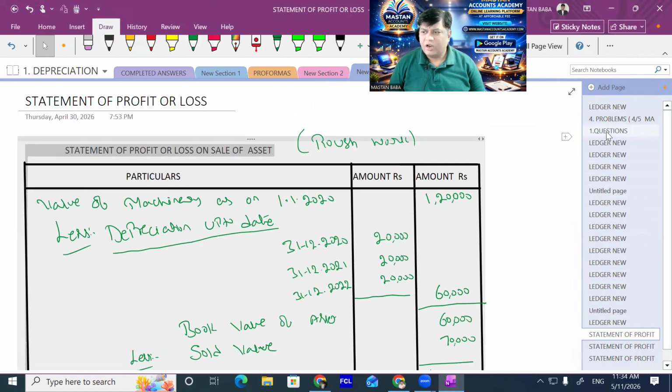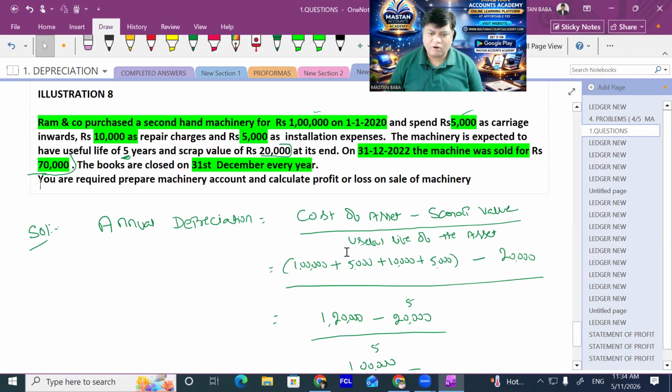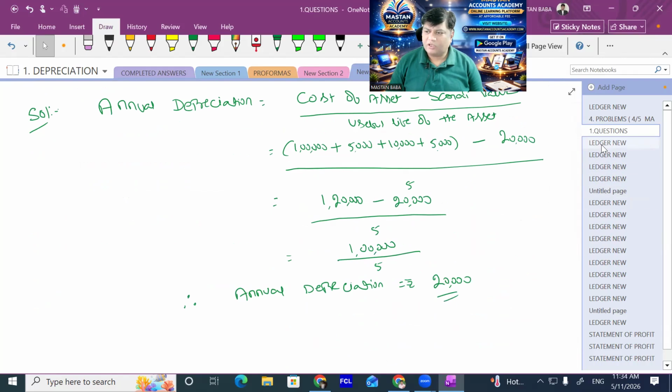So dear students, in today's class we have started a very important problem, that is sale of an asset. It is very important from the examination point of view. They have purchased for 1,20,000, scrap value after 5 years 20,000, and on 31/12/2020 they have been sold for 70,000. As the rate is not given in this question, we calculated annual depreciation, then presented the ledger account.